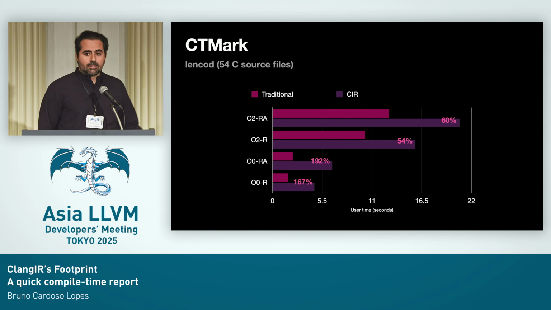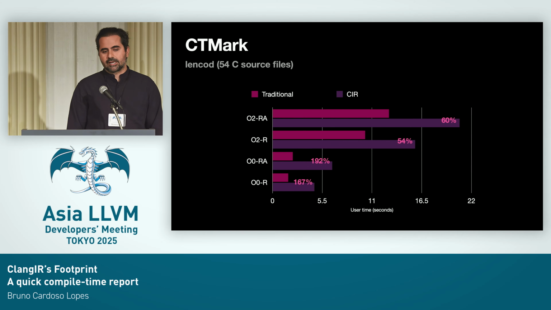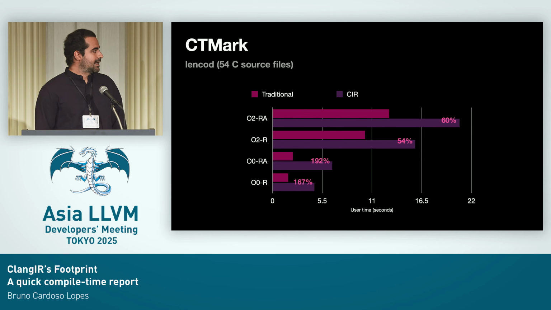And the one that is going a bit more off the charts is the LLVM code. Here we get 55 to 60% slowdown on the O2 pipeline, and slightly higher on the O0 pipeline, almost 200% at times.